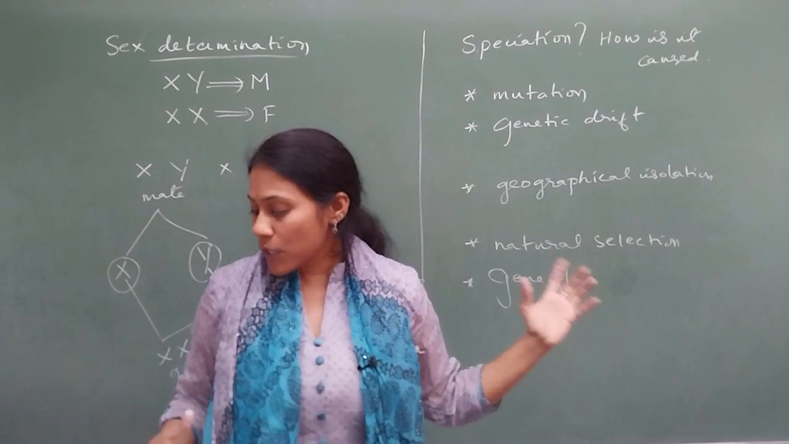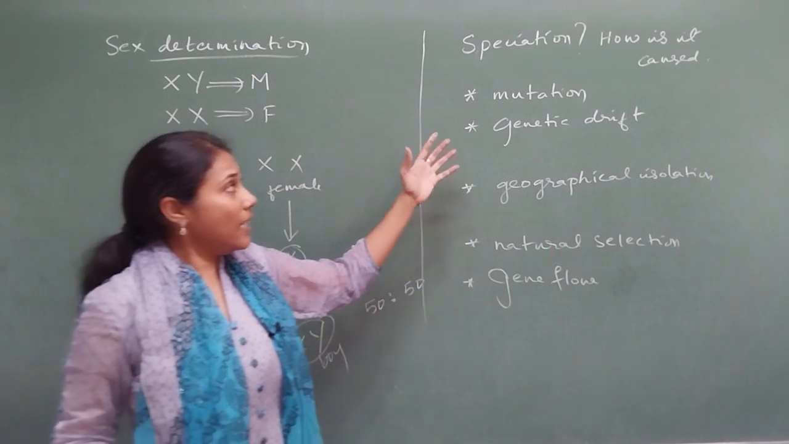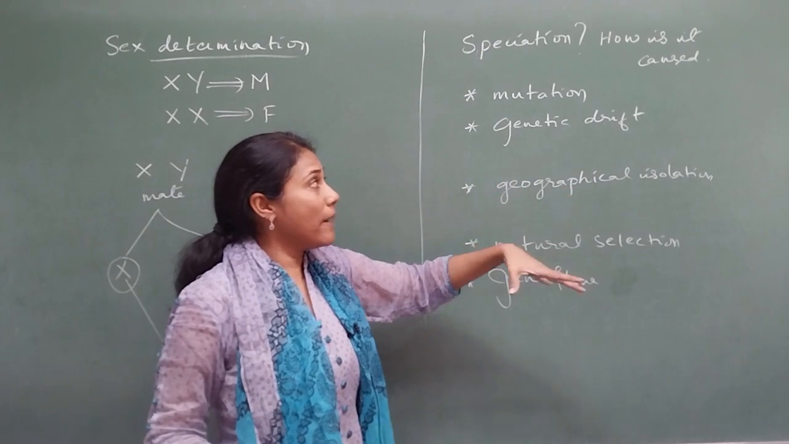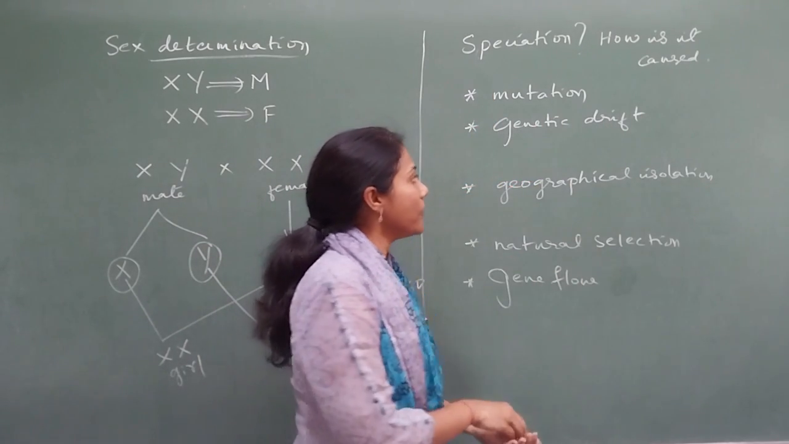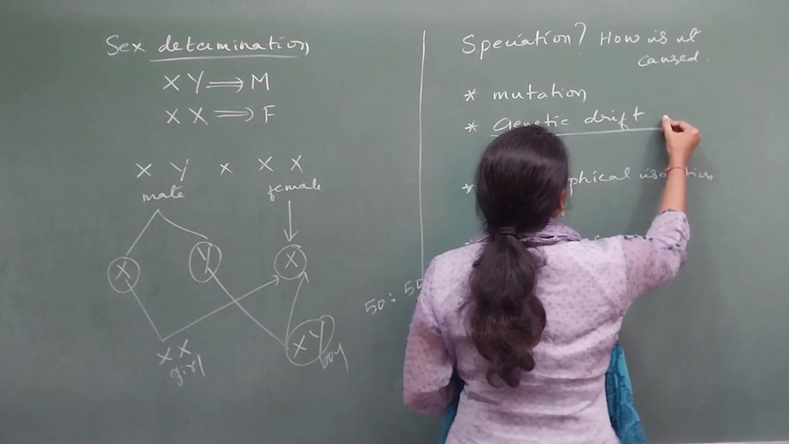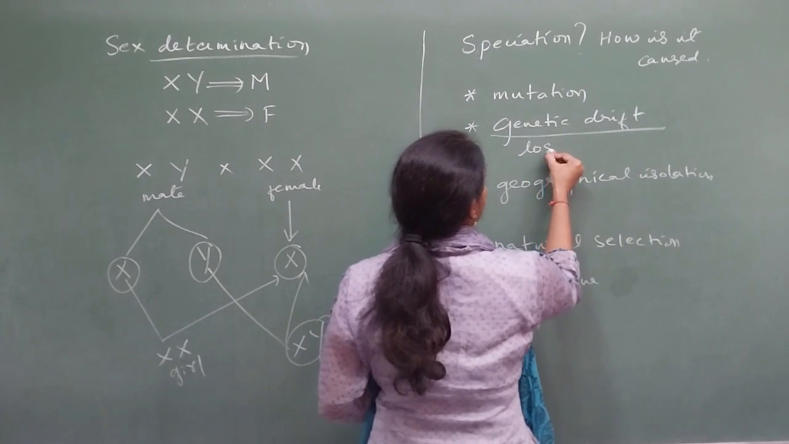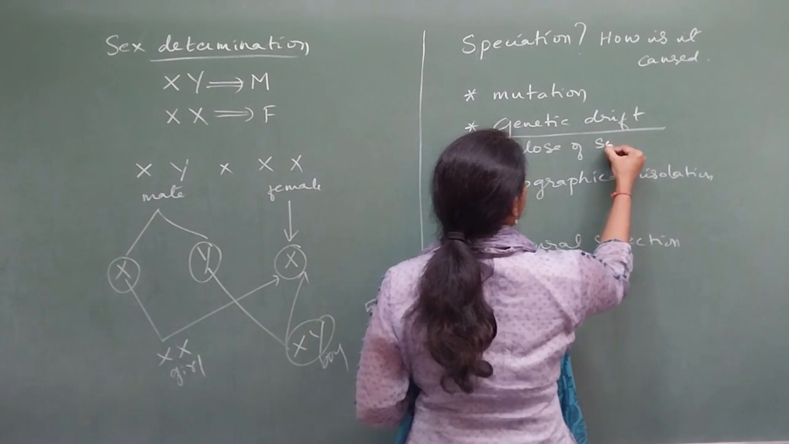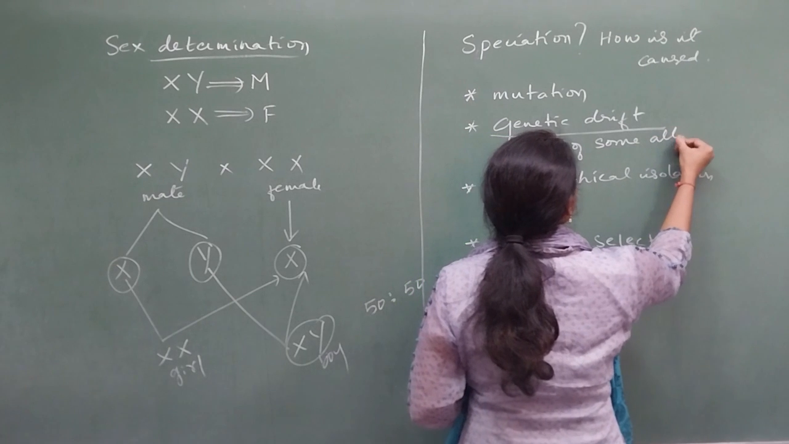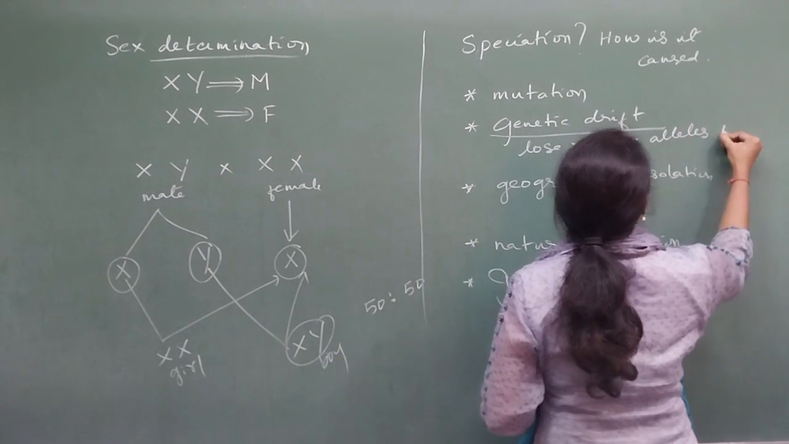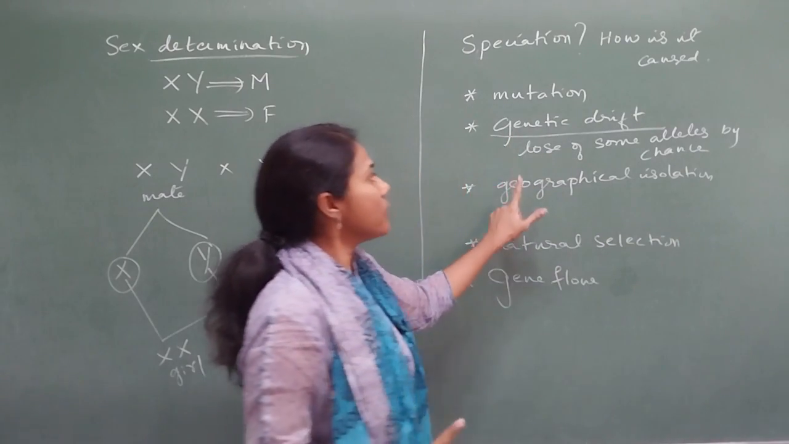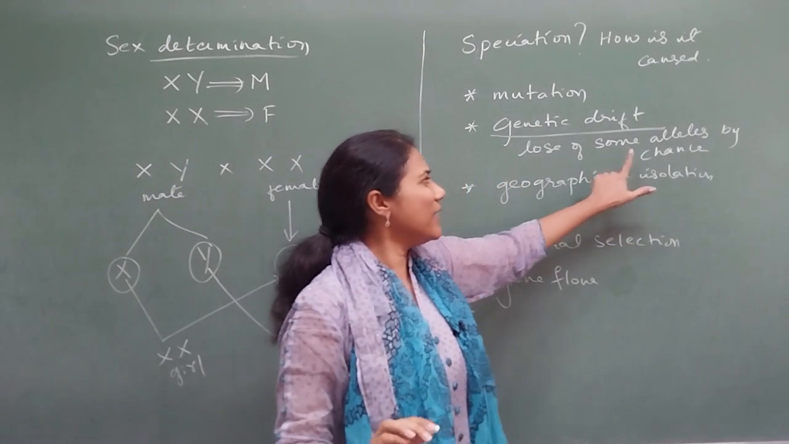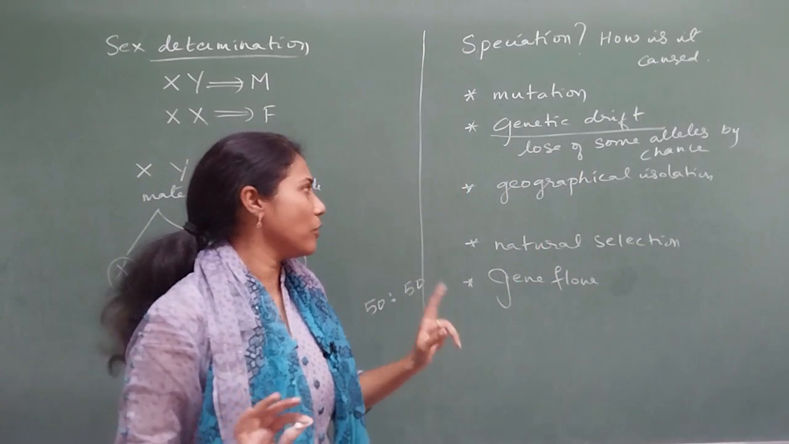This is one important point, but if the same question is asked for 4 marks, you have to mention definitions. What is genetic drift? Genetic drift is loss of some alleles by chance. This is how in simple terms you can mention the definition, no problem.